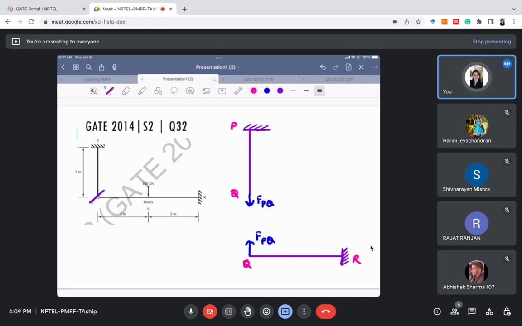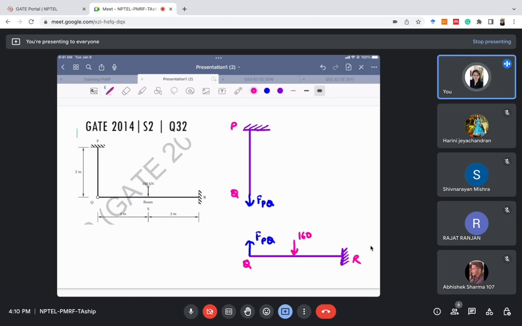Another, let me draw another loading. This is 160 kilonewton, and there is no other loading except this. Okay, I hope it is okay. So I've just separated this structure from here, and I have drawn these two separate structures here. Okay, now I need to find the value of FPQ. So now we will use one compatibility condition. So I have separated it from Q, but I know that in the actual structure this Q portion is attached.